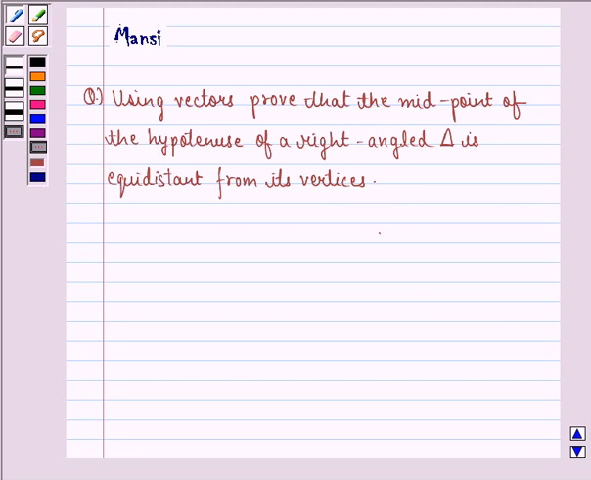Let's work out the following question. The question says, using vectors, prove that the midpoint of the hypotenuse of a right-angled triangle is equidistant from its vertices. Let us start with the solution to this question.